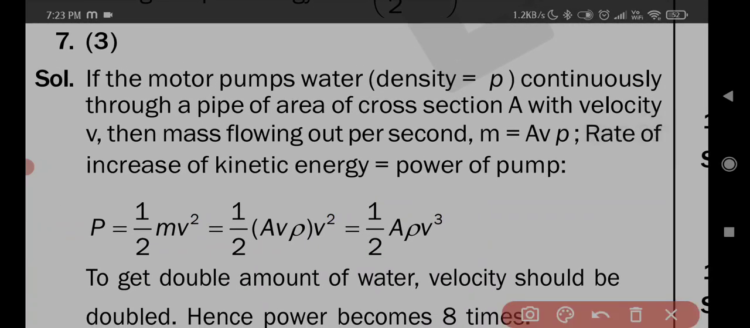Let's discuss the 7th question. A pump motor is used to deliver water at a certain constant rate from a given pipe. To obtain twice as much water from the same pipe in the same time, the power of the motor has to be increased to what? So you need to find out the relation between them, guys.